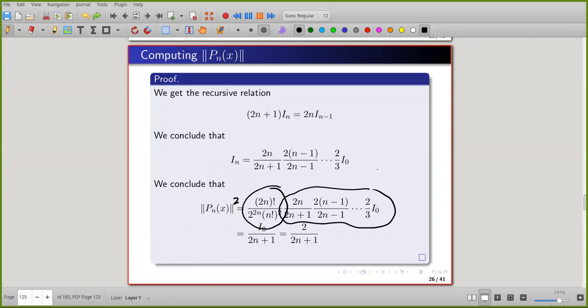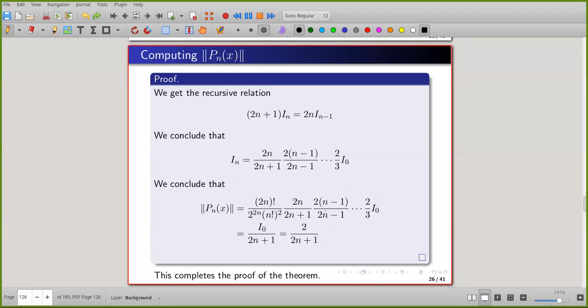I of n is this thing. And I of 0 is just the integral from minus 1 to 1 of dx, which is 2. So this completes the proof of the theorem.